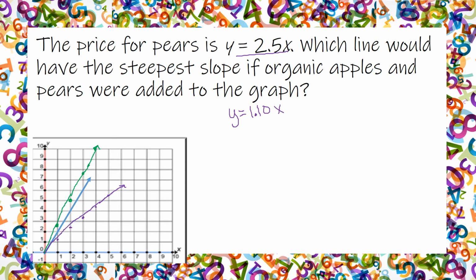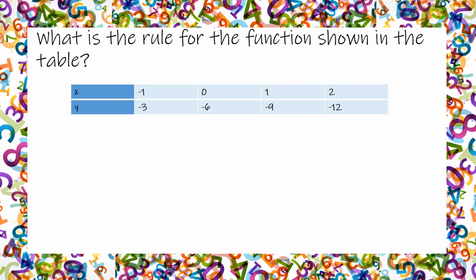Okay, so those are not the best drawn lines, but you can see that this green line up here has the steepest slope. That means if you're sitting on it trying to slide down, you would slide far faster on the green one than you would on the purple. So the steepest slope would be that 2.50. That also means, what is the rule for the function shown in this table?